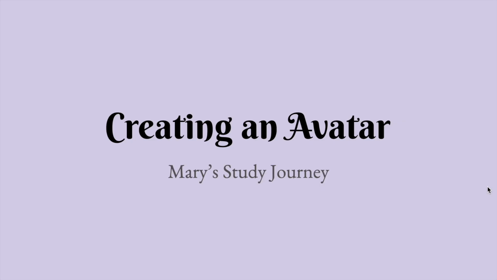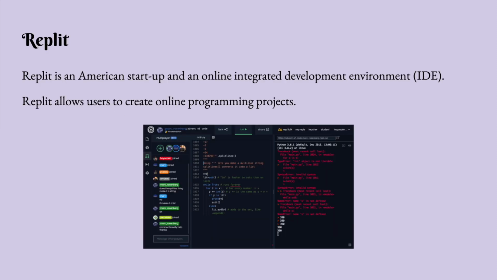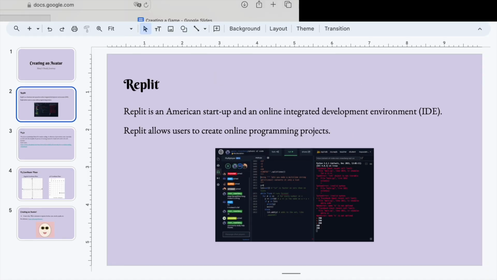Alright, so today we're going to be talking about creating an avatar. And this is going to be broken up into several parts because it's going to be pretty long. Okay, so let's get started. First, we're going to be using Replit for this. Replit is an American startup with an online integrated development environment, which is an IDE. This basically allows users to create online programming projects. So the first thing we need to do is create an account for Replit.